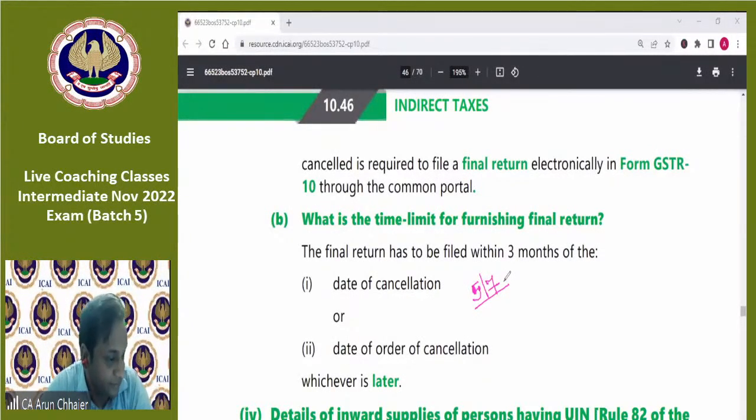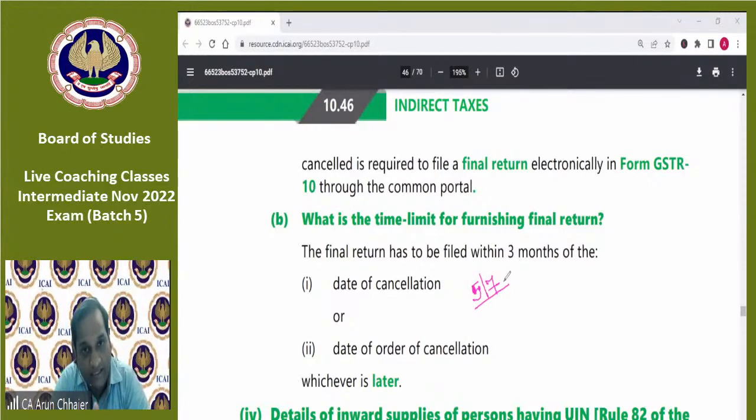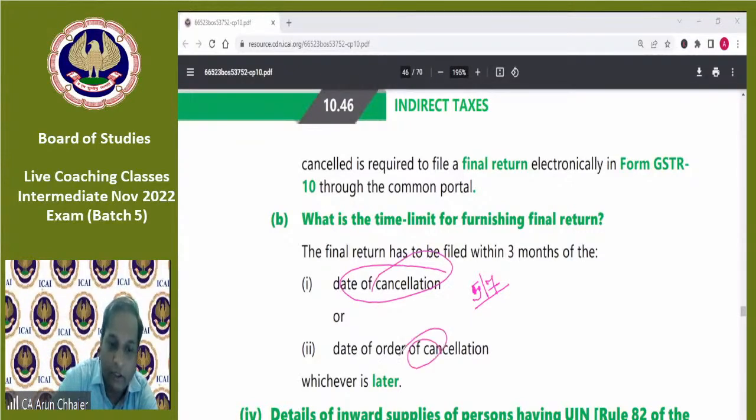GSTR 4 and 9 details are different. Ankur, is it clear? Sometimes the department can cancel from a prospective date. So the date of the cancellation can be a previous back date or can be a future date also. That is the reason the date of the cancellation or date of the order, whichever is later, may vary.